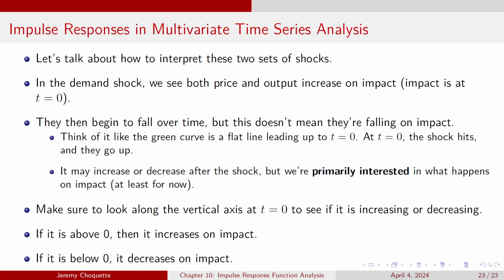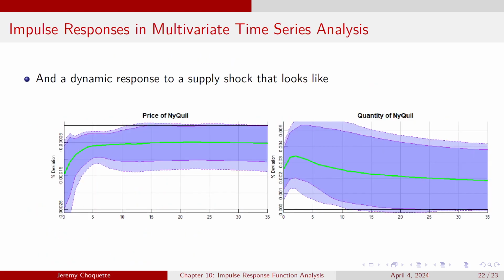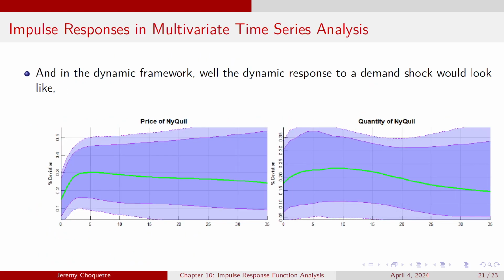Okay, so interpreting these shocks, really just a refresher on what I just explained. For the demand shock, output and price both increase on impact. Now the impact is at T equals zero. At T equals zero, there's an increase. And then it increases a little bit more and starts to taper off. But the important part is they increase.